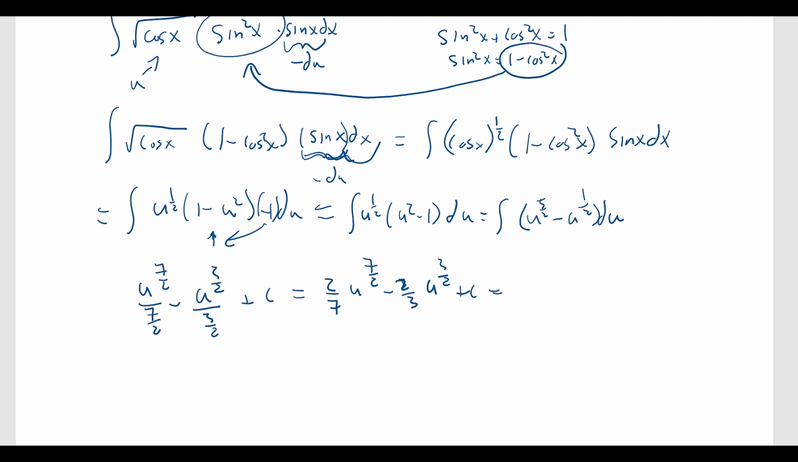So what was our u? It was cosine. So it's 2/7 cosine of x to the 7/2 minus 2/3 cosine of x to the 3/2 plus c.